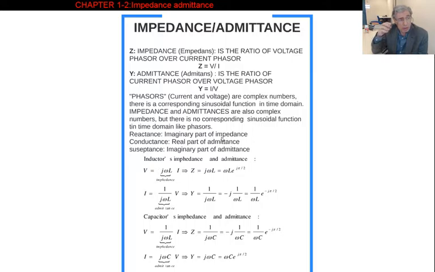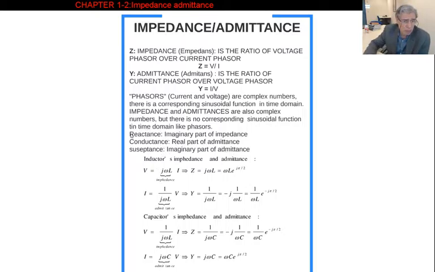Some of the impedances have a real part as well. In here, this impedance has an imaginary part only, but there could be some impedances which include a real part. In this case, the imaginary part is called reactance. If there is an admittance, the real part of it is conductance, and the imaginary part of it is susceptance.